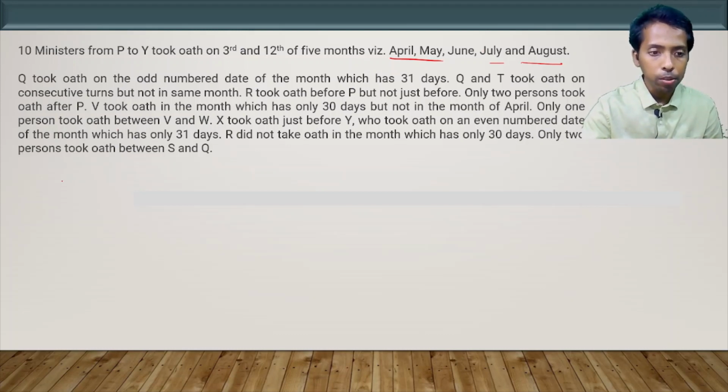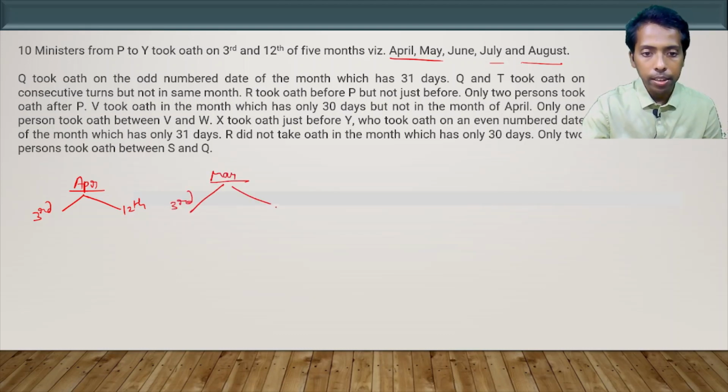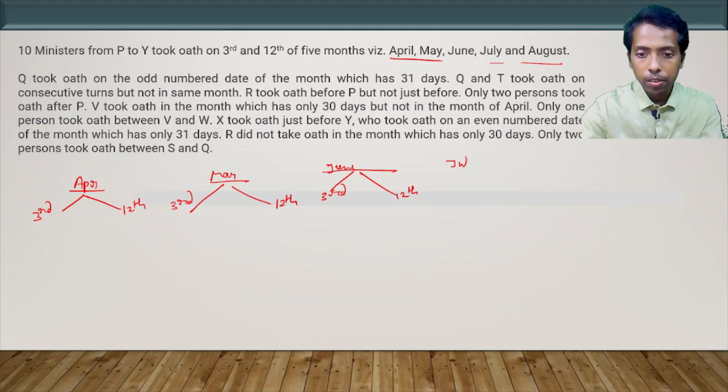So first of all, what we can do, just write down the month name and the consecutive along with the dates here. That is, this is 3rd, this is 12th April, next is May, again 3rd, and here it's 12th, then June, that is 3rd here, and this is 12th, next July, 3rd and 12th, and here it's August, 3rd, and this is 12.